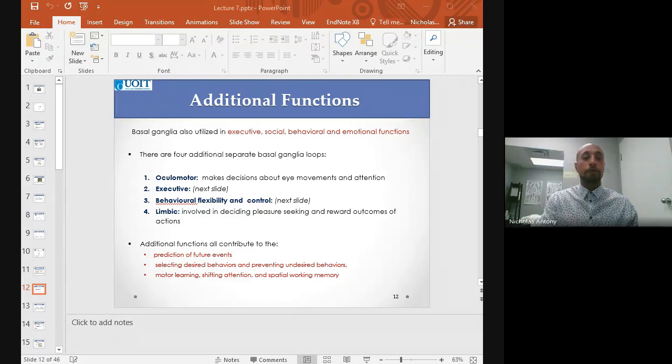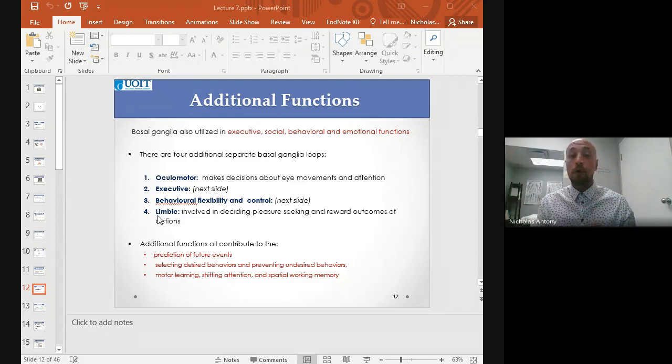Okay, cool. So then the 4 other areas that the basal ganglia can regulate are the oculomotor loop, the executive loop, the behavioral flexibility and control loop, and the limbic loop. So these are 4 other areas, not just the motor circuit, where the basal ganglia takes inputs and then adjusts the output based on what's getting put in.